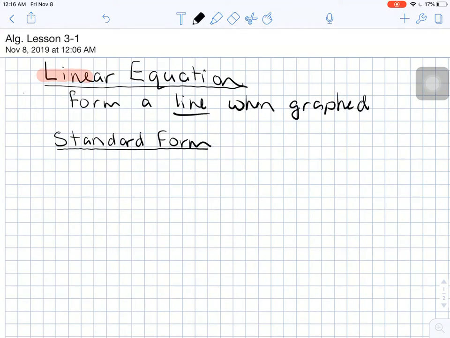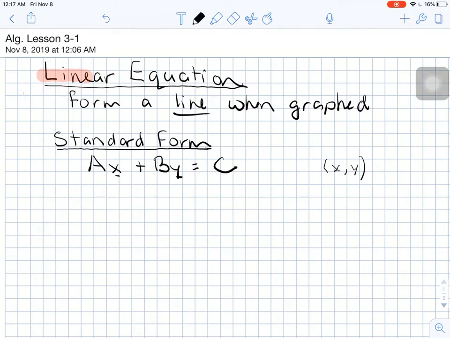Standard form looks like this: A times x plus B times y equals C. Now there are a few rules. First of all, notice there is an x and a y in here, and that's going to be very important. Any linear equation is going to have an x and a y in it because those are the pieces of the ordered pairs. If we're going to graph something, we need ordered pairs to put on the graph.